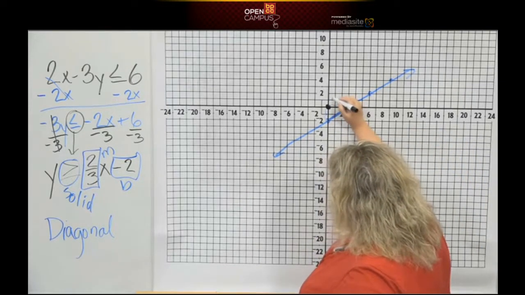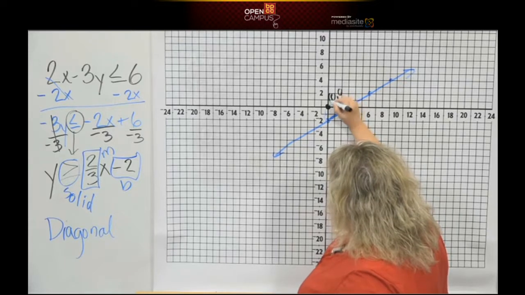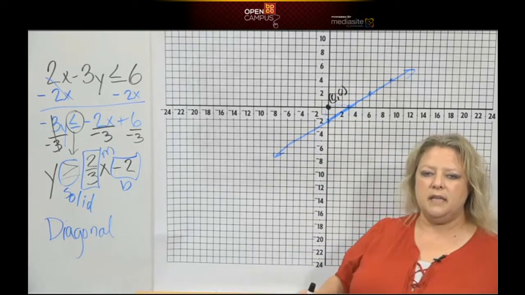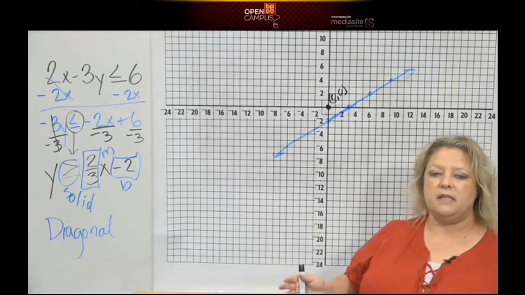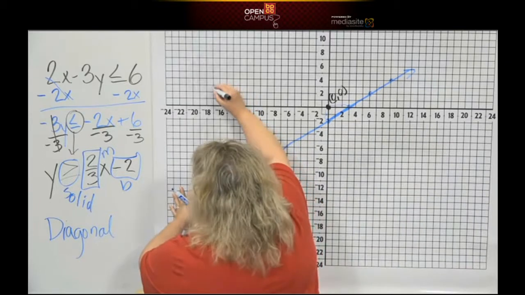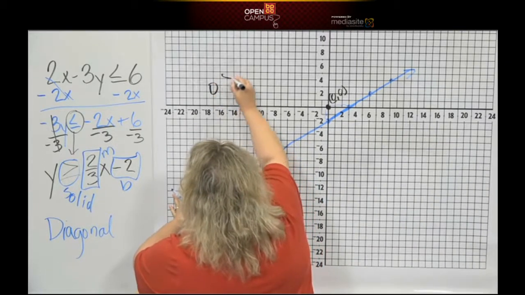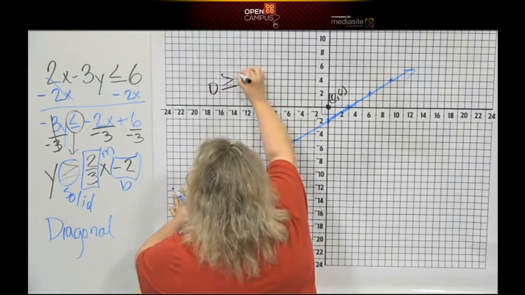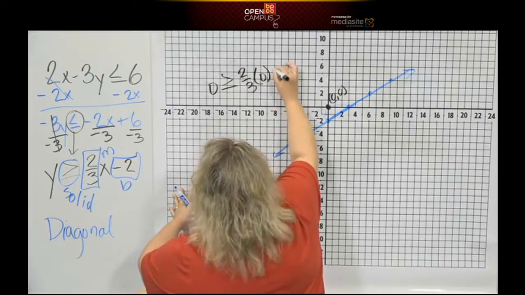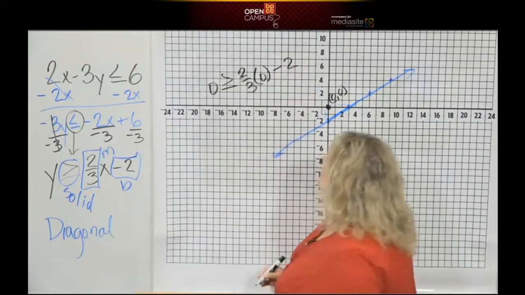99.9% of the time, you can pick 0, 0, your origin, as your test point. It's the fastest, it's the easiest. 0 times anything is 0, so you don't have to do a lot of work. So let's plug that in and see if it works, right? So we have 0 greater than or equal to 2/3 times 0 minus 2, okay?